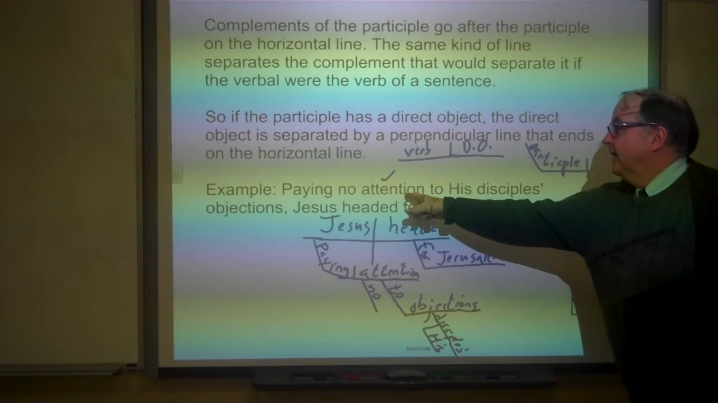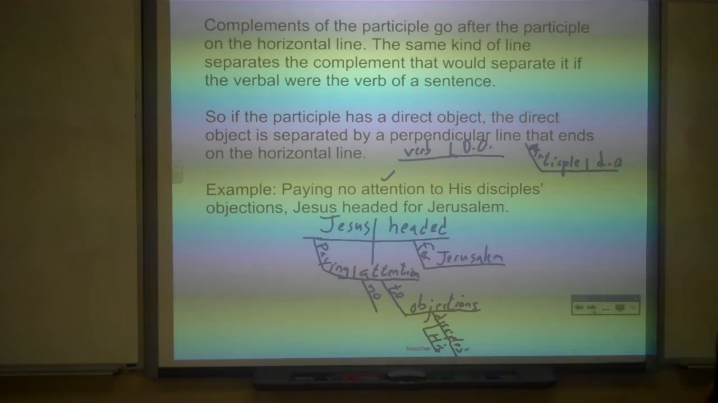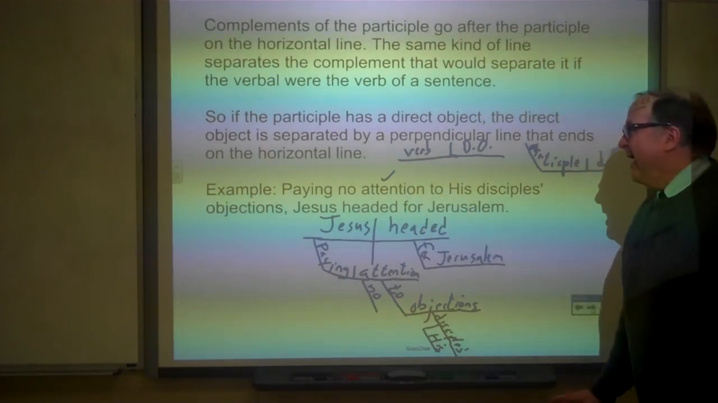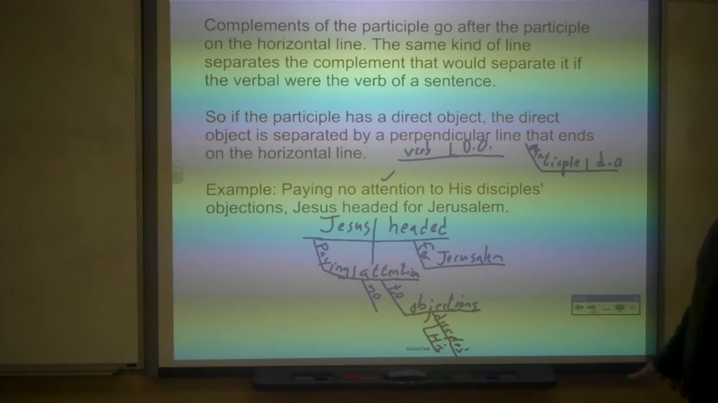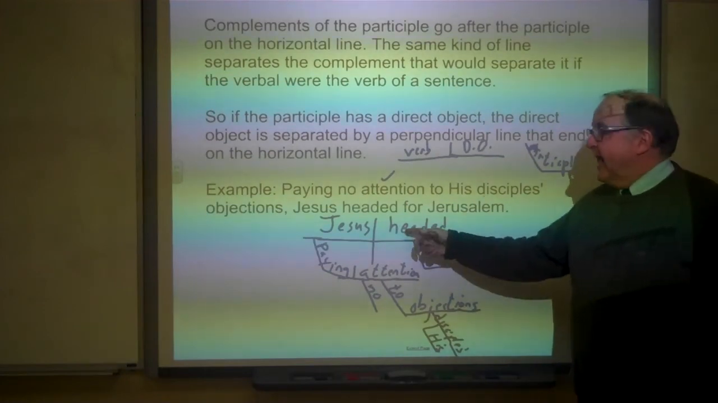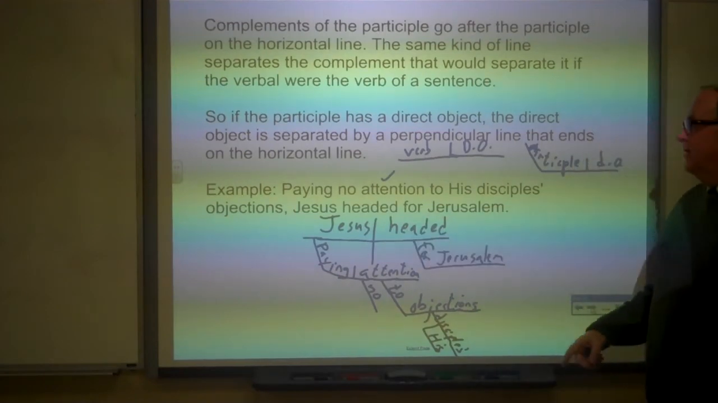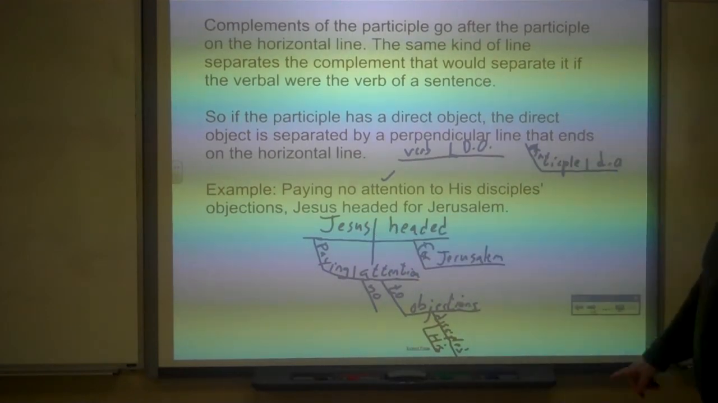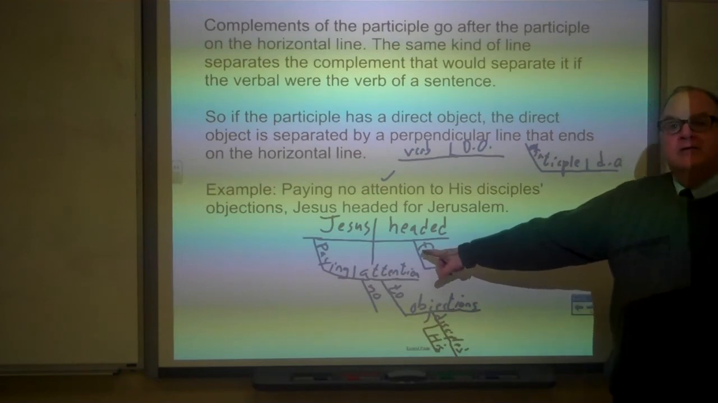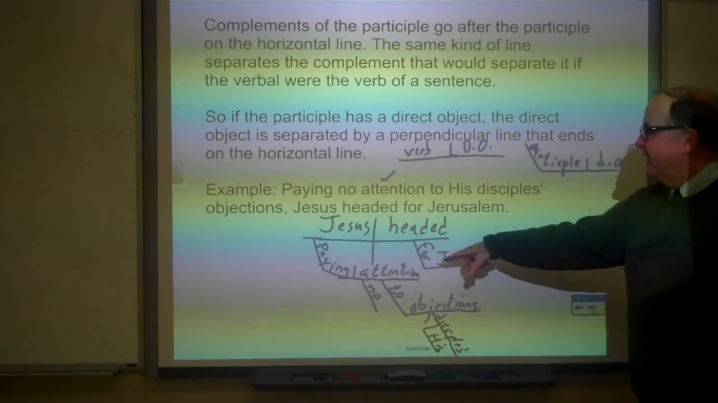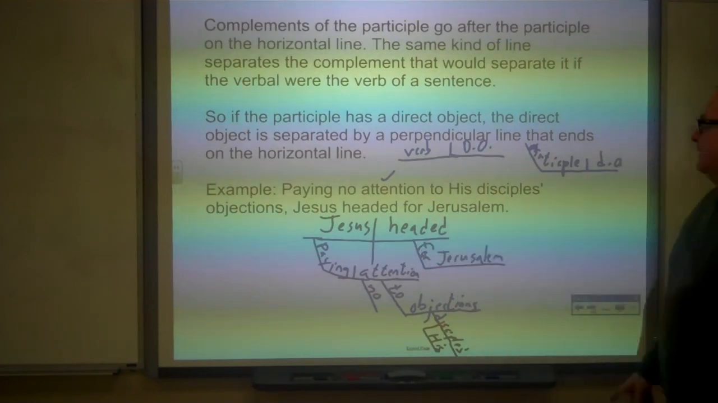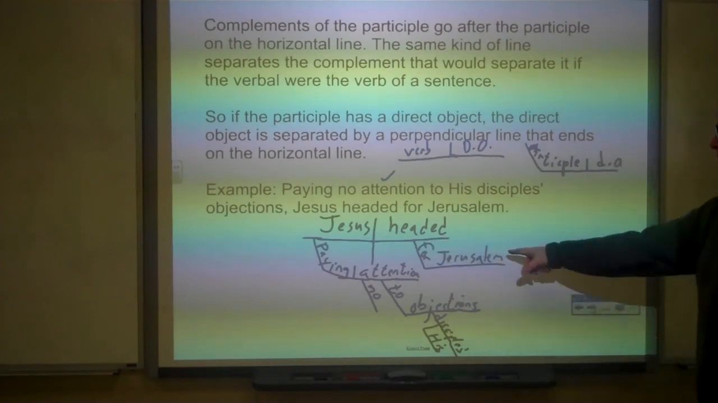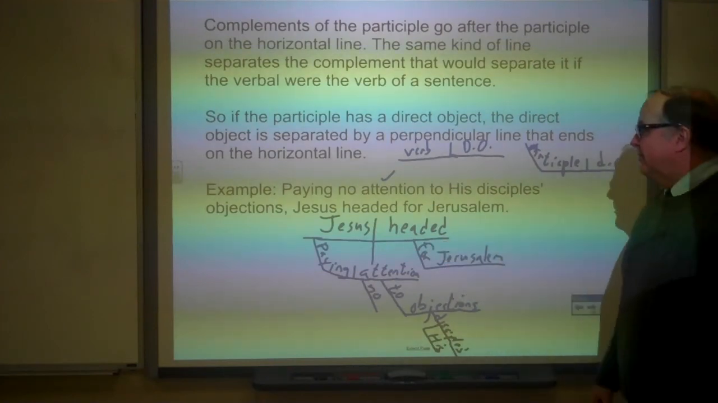So, here we have another sentence you might be familiar with. Paying no attention to his disciples' objections, Jesus headed for Jerusalem. Now we see headed is the main verb. Who or what headed? Jesus headed. Okay, for Jerusalem is the prepositional phrase modifying headed. Answers the question where. Okay, so for on the diagonal, Jerusalem, the object of the preposition, on the horizontal.